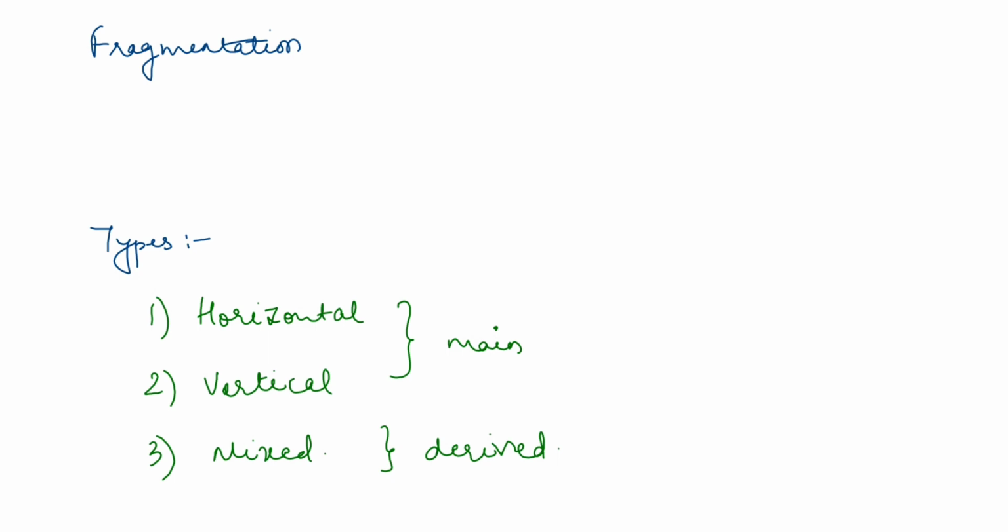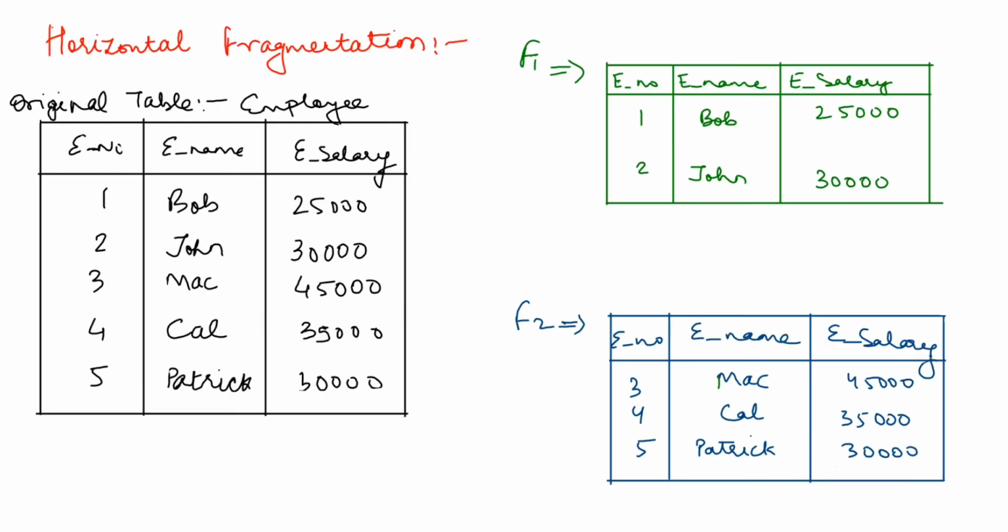Next, coming to fragmentation. In fragmentation, we break a table into fragments, and it has three types: horizontal, vertical, and mixed. The first two are the main types of fragmentation, and the third is derived, a blend of these two. Let's see what horizontal and vertical fragmentation are in the coming slides. So let's consider an employee table with three columns: E number, E name, and E salary.